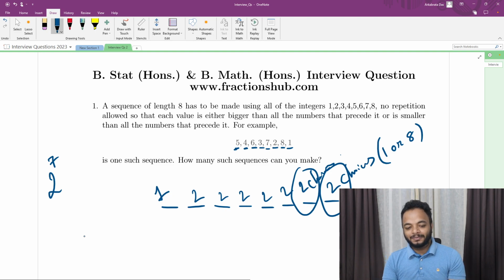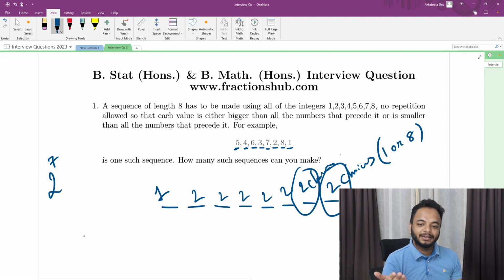Okay, so yes, as you saw, the solution is just one line, but the thinking process is the main thing of this problem. So that's why these type of problems are very common for the interview questions.